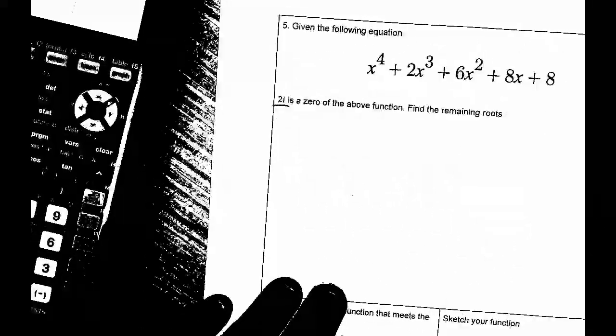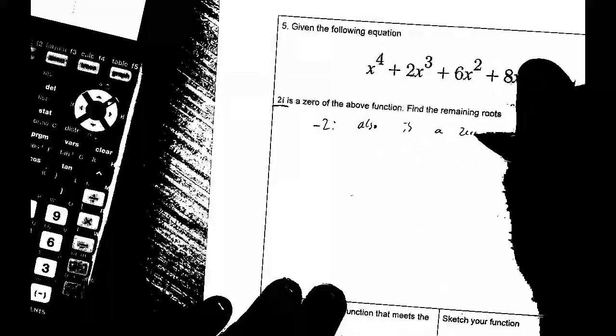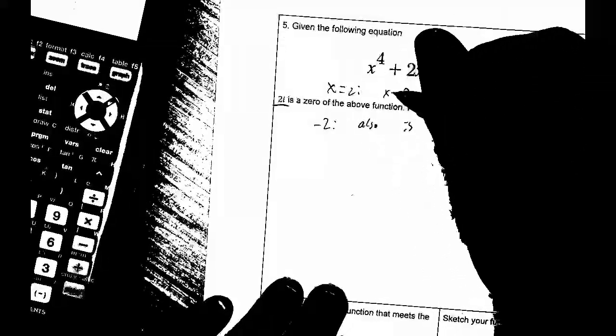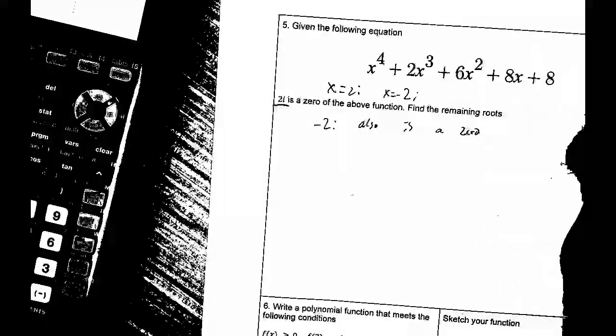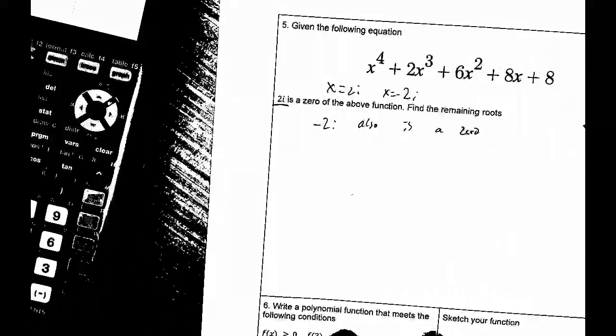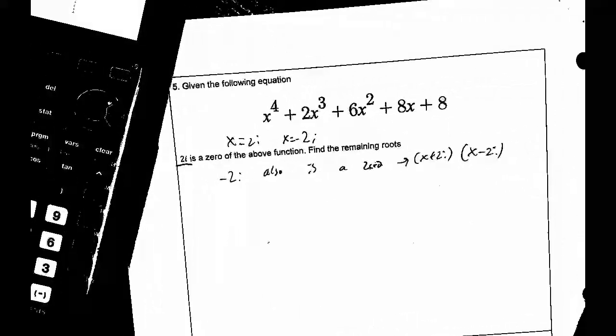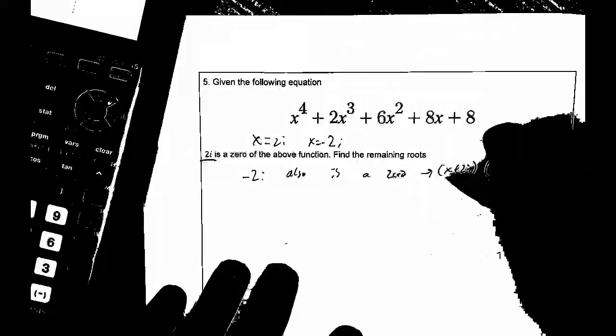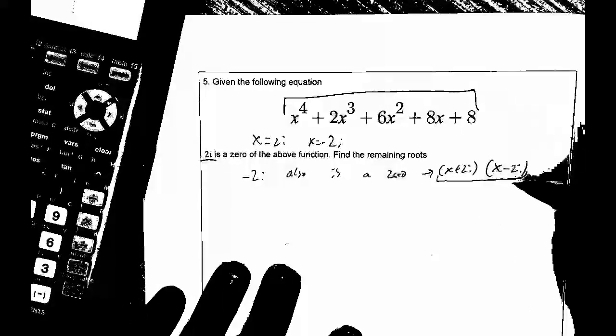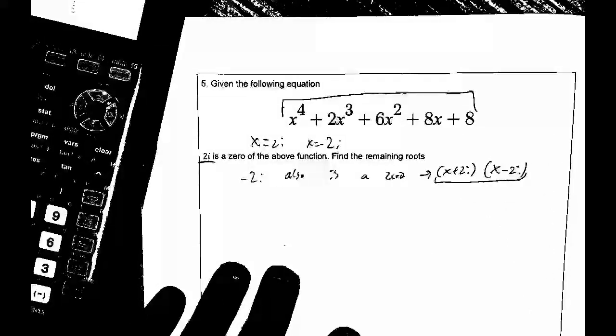So you know that 2i is a zero because of the conjugate rule. Negative 2i also is a zero. So therefore, if we know that x equals 2i, we know that x equals negative 2i, and so our factors are going to be x plus 2i and x minus 2i. Follow me? So what we need to do is, since we know these are factors, we're going to divide this polynomial by these factors to get what's left over, to find what's remaining.